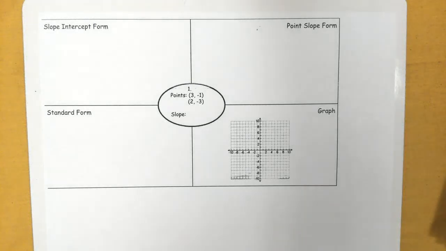Hello class, we are going to continue on to writing one form into another, initially starting with point slope form, then to slope intercept form, and then lastly standard form. And of course we will always go into graphing. The middle circle is what is being given to us or what we need to find.